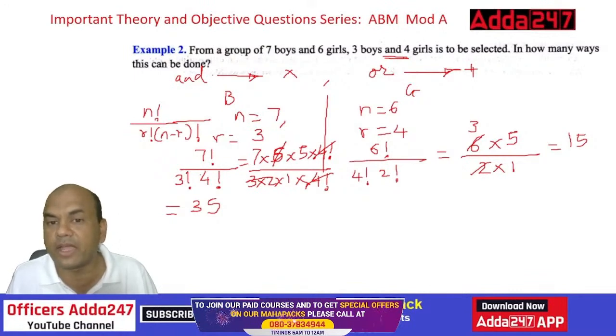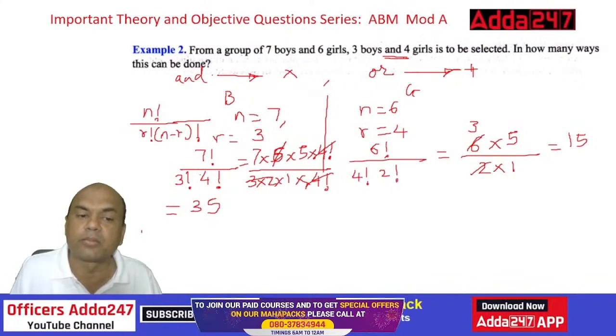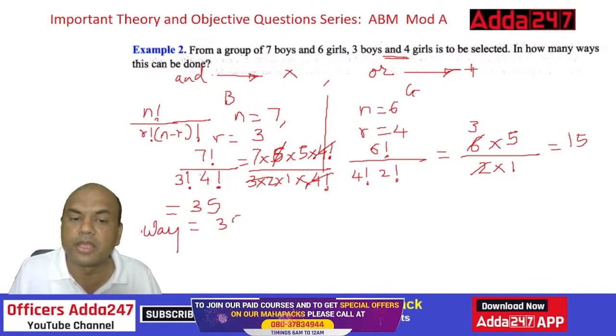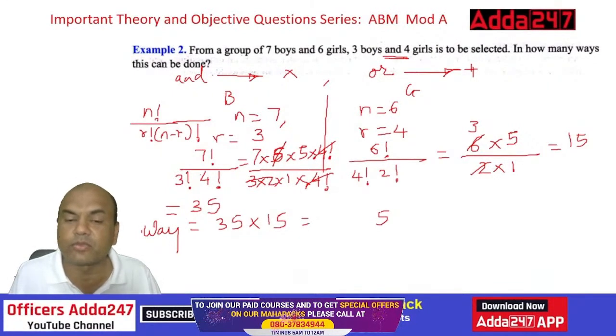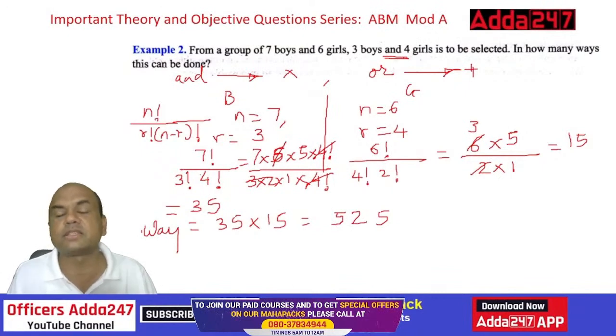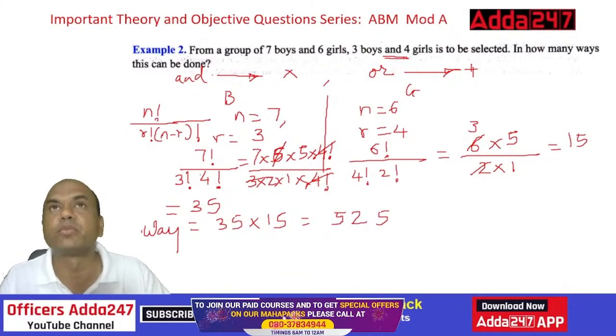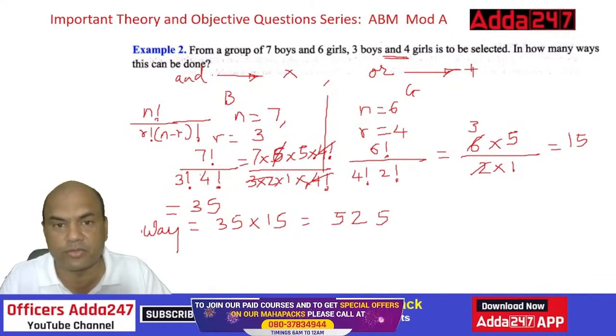But I want "and". So "and" means multiply. So my answer will be total number of ways equals 35 into 15. So what is the answer now? 15 into 35. Do it orally. 15 fives are 75, 7 carry. 15 threes are 45 and 7, 52. So 525. So in 525 different ways, I can select 3 boys and 4 girls out of 7 boys and 6 girls. Got it, everyone?